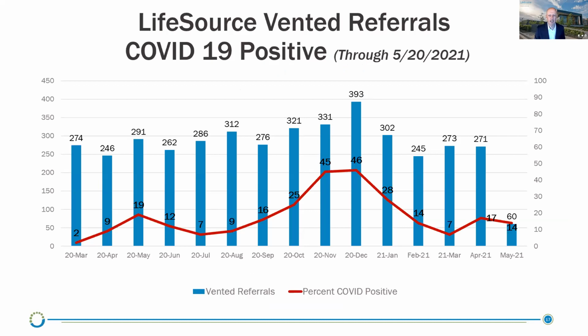And unfortunately, as the positivity rate for COVID has gone up again this spring, we experienced a 10% increase through the beginning of April, with 17% of our vented referrals currently testing positive for COVID. As you all may know, anybody who is currently COVID positive would not have the potential to be an organ, eye, or tissue donor.